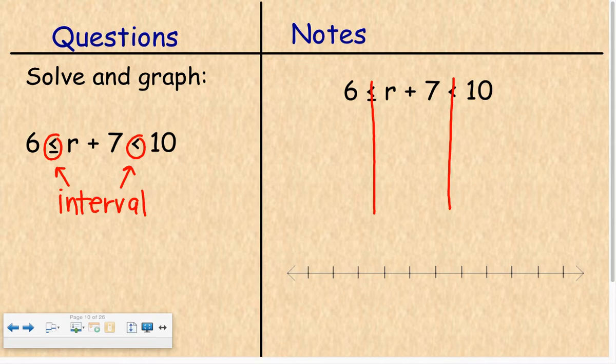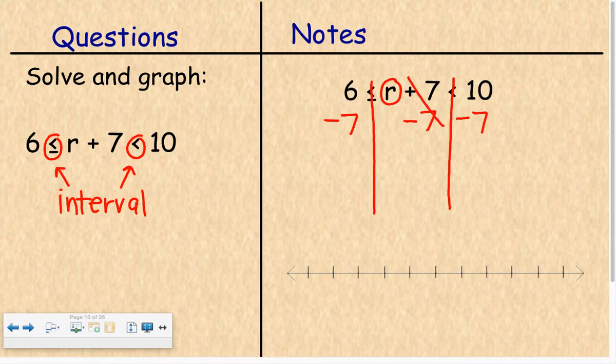And our goal, just like when we do any other inequality, is going to get r by itself. Now the way that we do that is we have to get rid of what's next to the r, so that's the plus 7. So we're going to subtract 7 in the middle, and 7 on the right, and 7 on the left. So you're actually doing it 3 times.